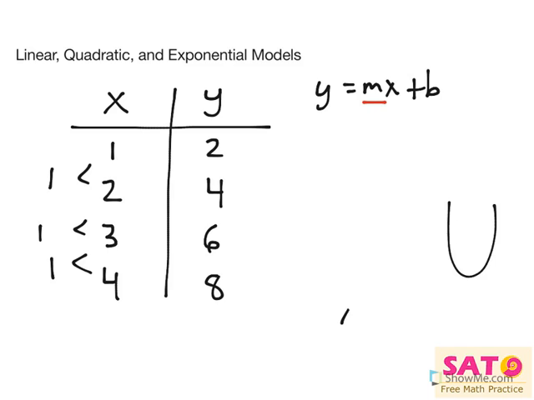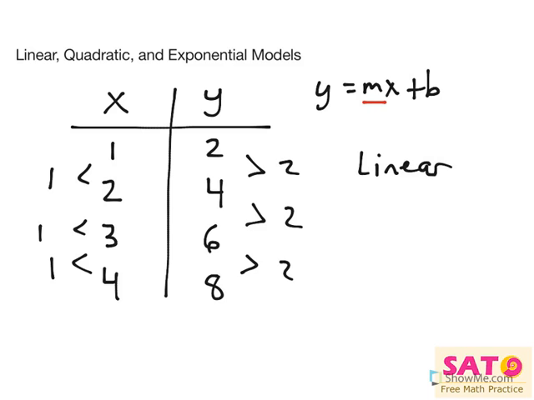And let's compare the y now. So y would be 2 and 4, 2, 2, and 2. And it is indeed constant, so this would be a linear model because they're both constant variables.